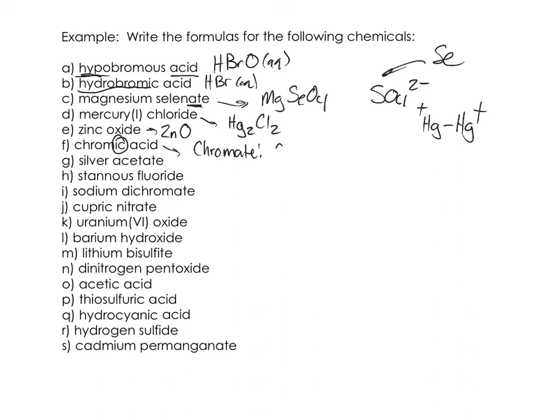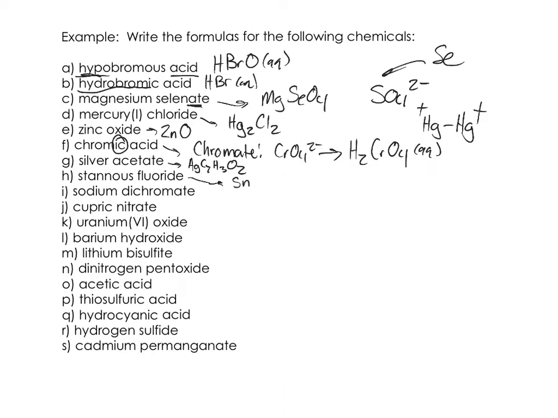Chromate is CrO4 2-. Now, I need the proper number of hydrogens to balance this out, and so this becomes H2CrO4. Remember, none of these compounds should have a charge once we're all said and done. Okay? And I'll add the aq on there just to be safe. Silver acetate, pretty easy, AgC2H3O2. Stannous fluoride. Okay, stannous is tin(II).